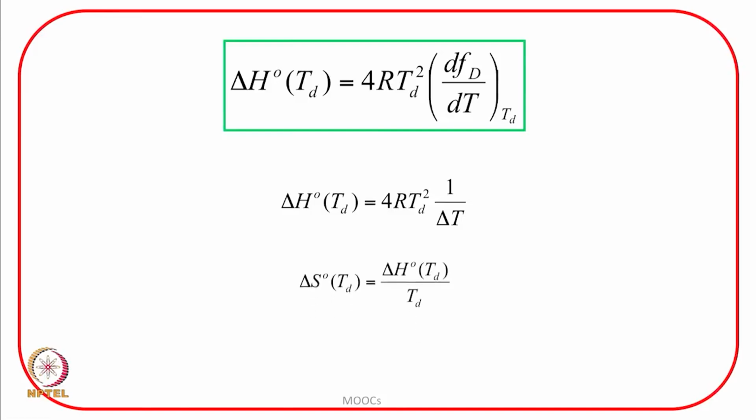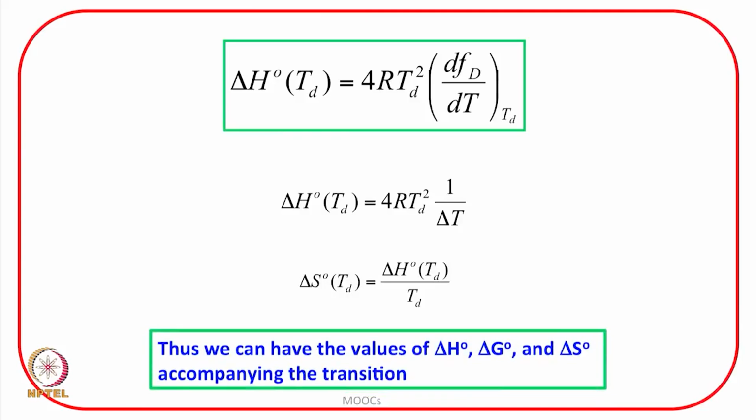So, once we have the enthalpy of transition at the transition midpoint, we have earlier discussed that we can get the entropy change associated with the transition at the transition midpoint. Thus, we can have the values of delta H naught, delta G naught, delta S naught accompanying the transition.